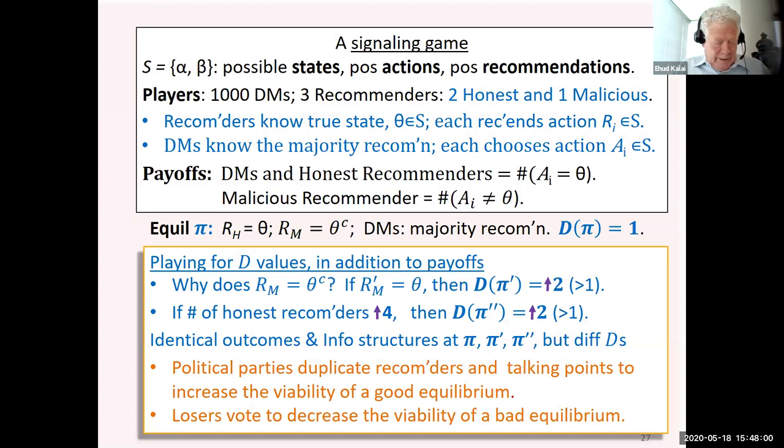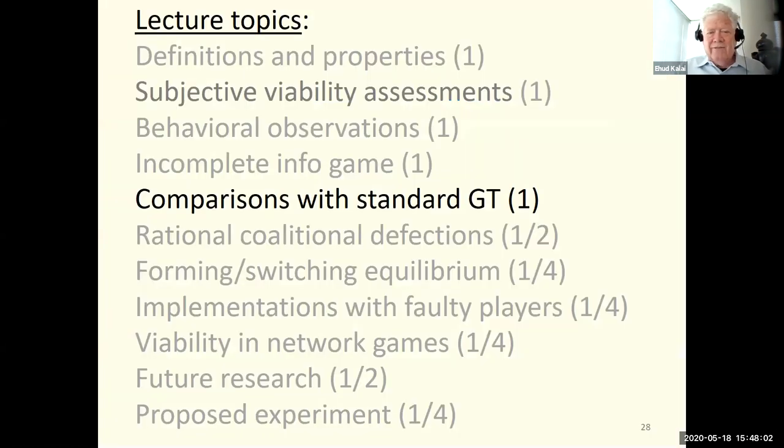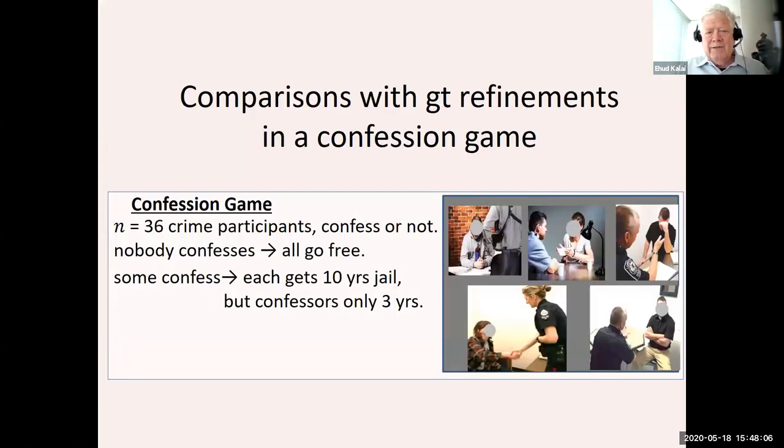Okay, let me now show you how this is different from standard game theory. That's important. So let me look at a comparison with game theory refinement. And let me first use what I call a confession game. So in this game, there are 36 crime participants who committed a crime, and they are interrogated in 36 different rooms. And the police are trying to get them to confess.